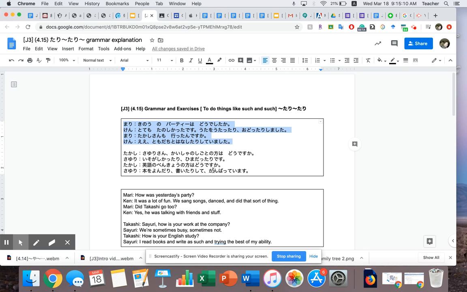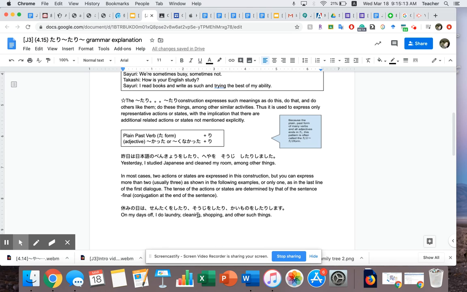So 話したりしていました. So going deeper into this handout, the tari construction expresses such meanings as to do this, do that, and do others like them. Do these things among other similar activities. Thus it is used to express only representative actions or states with the implication that there are additional related actions or states not mentioned explicitly. So you have to change it to the plain past verb, which is the ta form, and you add ri to it. Now, if you wanted to do an adjective, that would be a different form, but we'll talk about that at a different time. But it is katta or kunakatta plus ri, if some of you remember that.